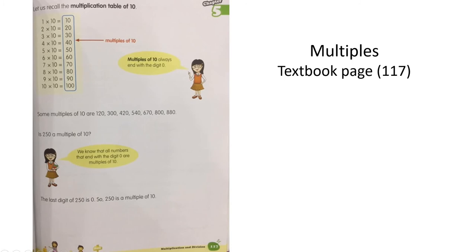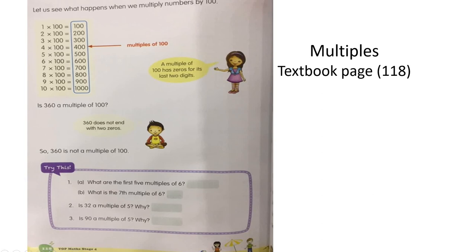Okay, this is a repeated one. We're talking about the hundreds, page 118. It's multiplying numbers by 100. Look at these numbers: when you multiply 2 times 100 equals 200, 3 times 100 equals 300, 4 times 100 equals 400, and so on. So all these are multiples of 100.